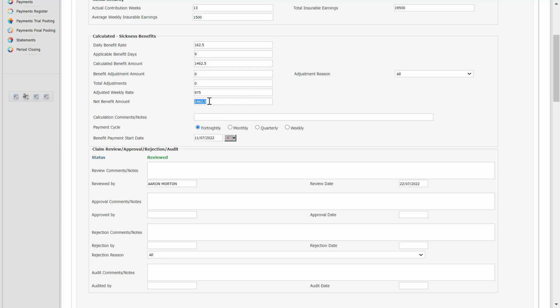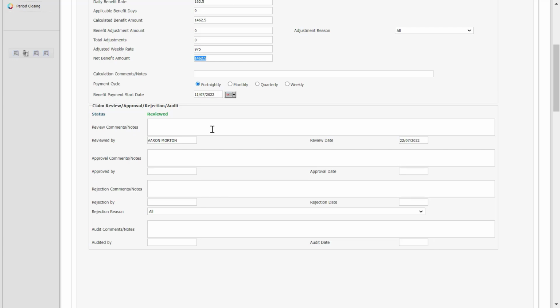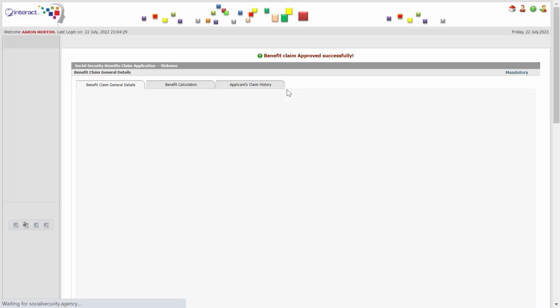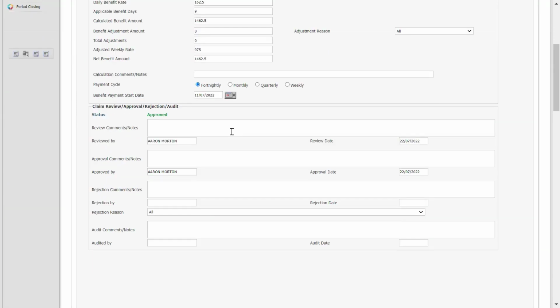Because we are dealing with important financial transactions, these types of calculations typically require several approvals or reviews. We've already confirmed that the claim and its calculation have been reviewed. Next, we need to approve the claim. Usually this will be done by a different user, but we'll keep it simple here and use only Aaron to get through the different approvals. Aaron is both reviewing and approving the claim.